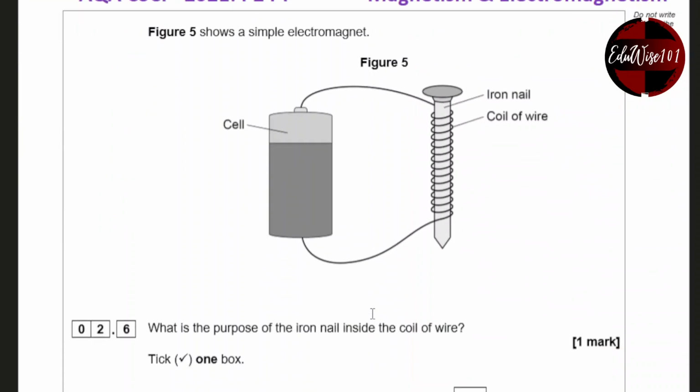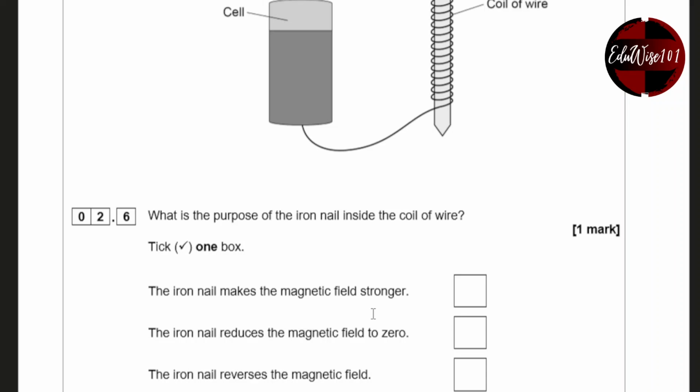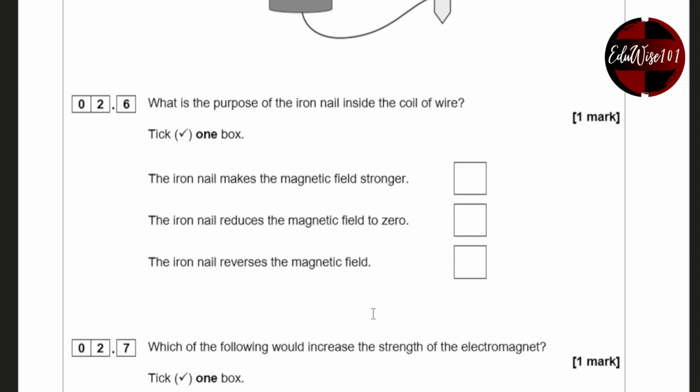Figure 5 shows a simple electromagnet. So you have a cell and attached to the cell is a coil of wire around an iron nail. What is the purpose of the iron nail inside the coil of wire? The iron nail makes the magnetic field stronger. Yes, it does. It doesn't reduce the magnetic field to zero. The iron nail reverses the magnetic field. No.